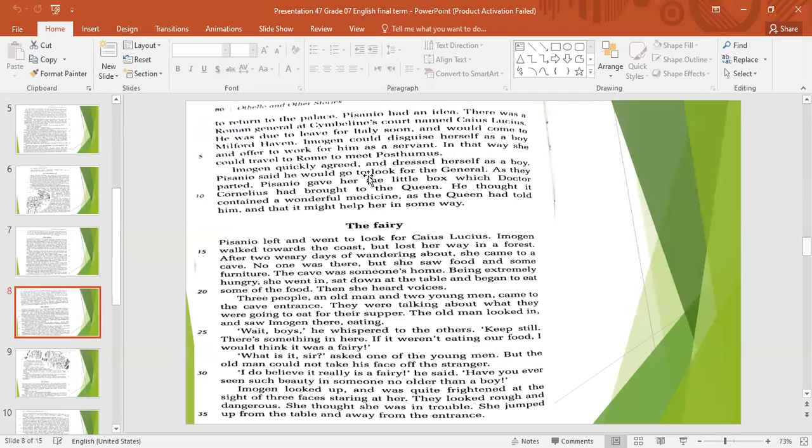Imogen quickly agreed and dressed herself as a boy. Pisanio said he would go to look for the general. As they parted, Pisanio gave her the little box which Dr. Cornelius had brought to the queen. He thought it contained a wonderful medicine, as the queen had told him, and that it might help her in the same way.